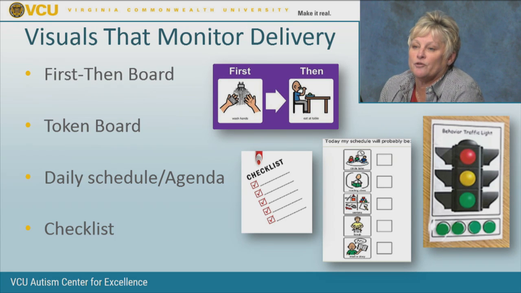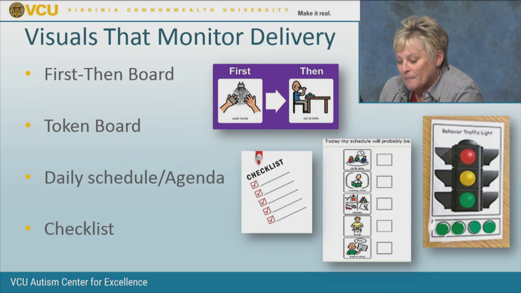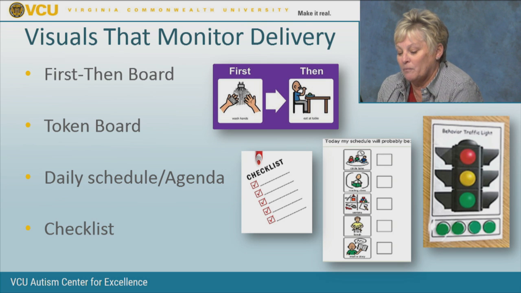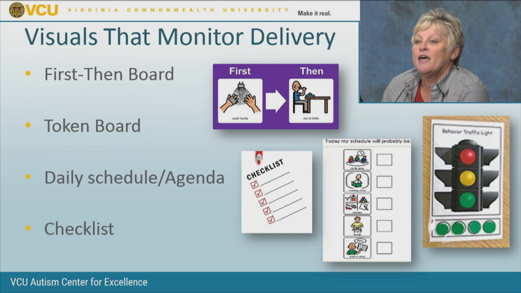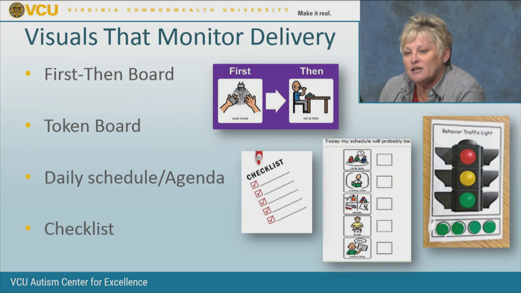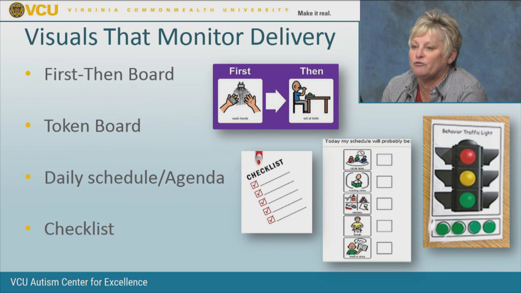Visuals that monitor the delivery. This is very important because we talked about there being continuous or intermittent. When you're first teaching a desired behavior, the child needs to be reinforced as frequently as possible. You've got to catch them, you've got to motivate them, you've got to show them what the payoff is going to be, and it's going to be positive.